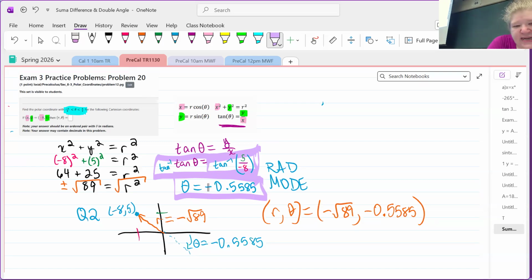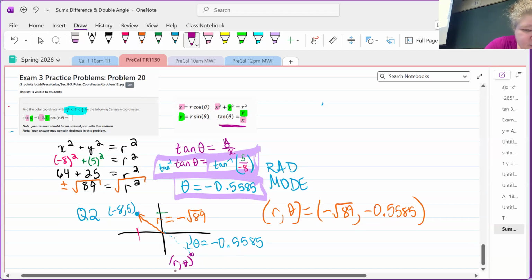So our angle is -0.5585, so that's in quadrant 4, right? But our point, our XY point, -8, 5, if we plot that point, that's left and up. So the point is in quadrant 2. So if I kept my theta the same and used a positive radius, the positive radius would be down in quadrant 4. So like A, not the answer, but this location here is the positive square root with the negative angle.